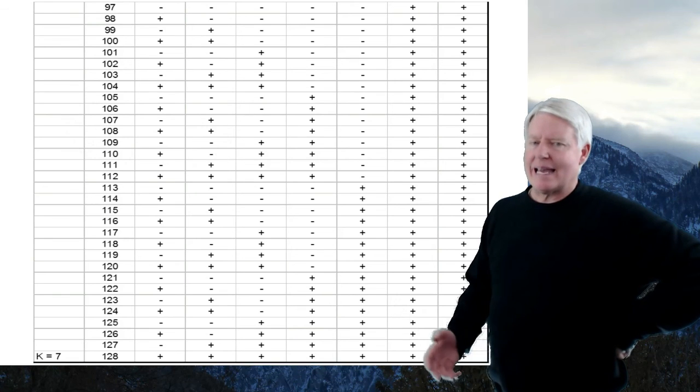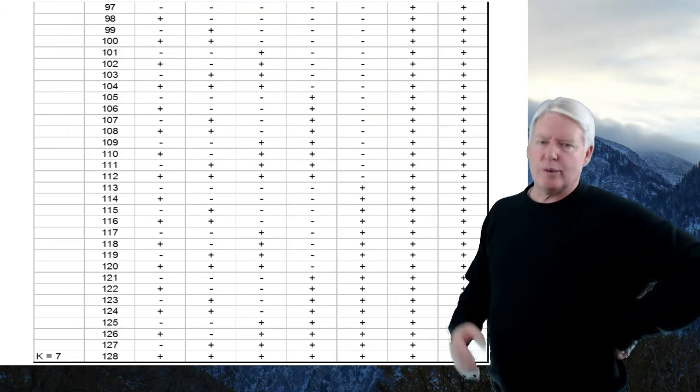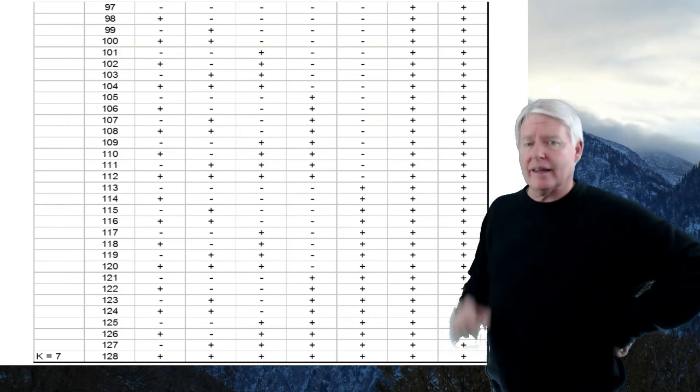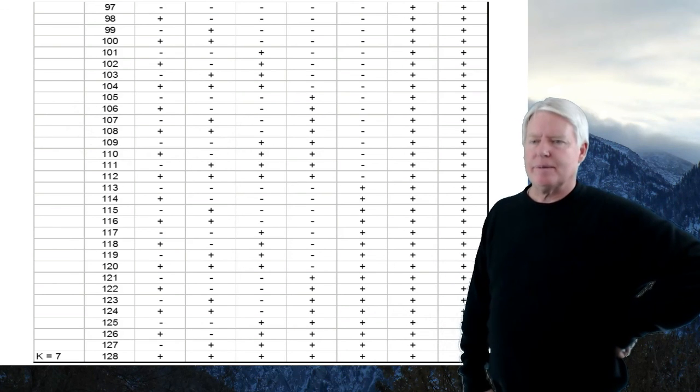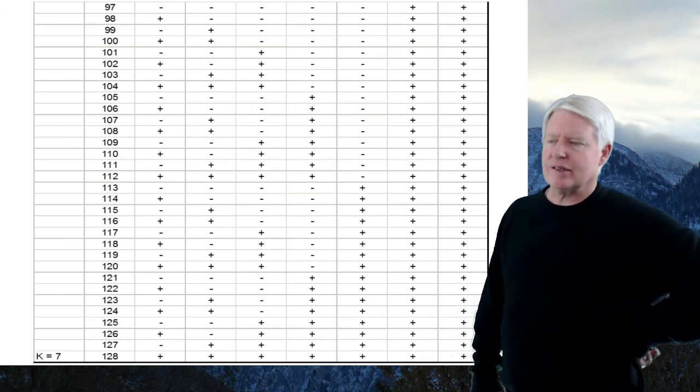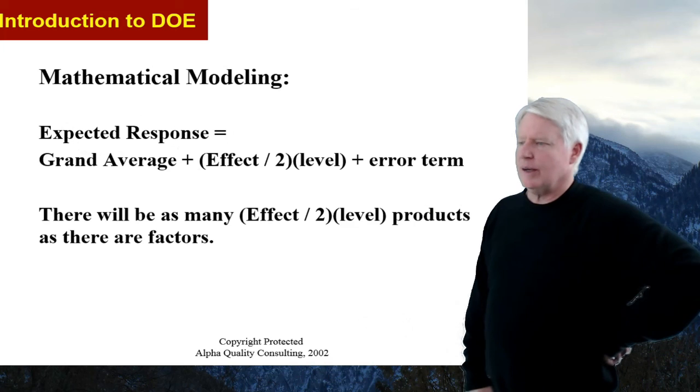2 to the third is 8. So 8 runs with replicates of 5 is 40 runs. That's quite a few runs, and it's going to be a little bit expensive. But usually after that, they start running fractional and screening designs. It just gets too expensive.